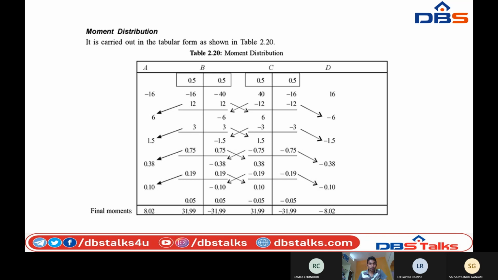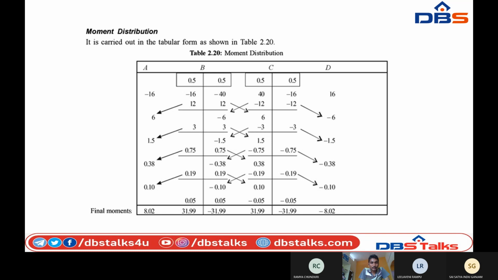Minus 16 into 0.5 equals 1. Then 12 divided by 2 equals 6. The minus 40 into 0.5: minus 40 plus 16 equals minus 24, divided by 2 is 12. At C also 0.5 and 0.5, the balancing moment is minus 12, and minus 12 by 2 equals minus 6.